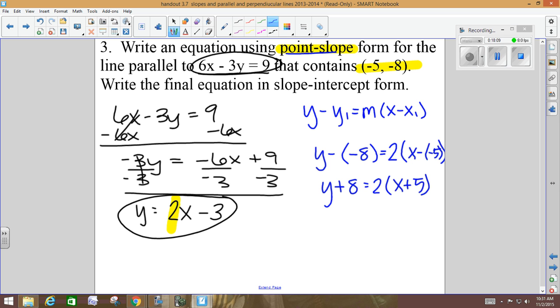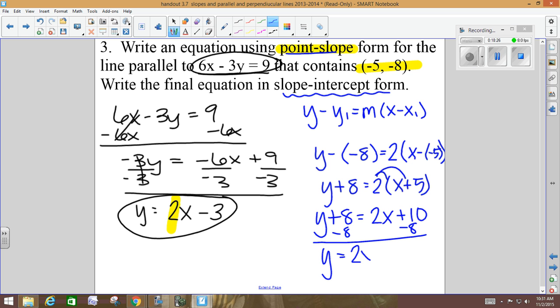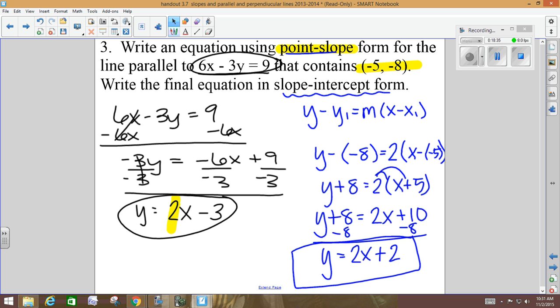But it actually tells us to keep going to slope-intercept form, so I need to distribute and solve for y. Pull that through. Y plus 8 equals 2x plus 10. Then what do I have to do? Subtract 8. Y equals 2x plus 2. This line, 2x plus 2, is parallel to this one, so they have the same slope, and they cross through different points on the y-axis. One's at -3, one's at +2. So same stuff we were doing last Friday and Thursday, but now we're just adding if it's going to be parallel or perpendicular.